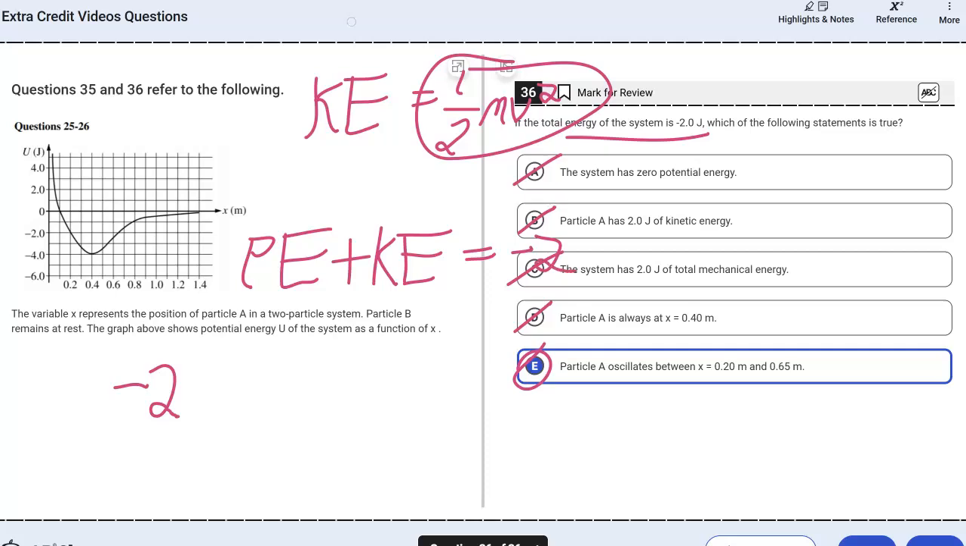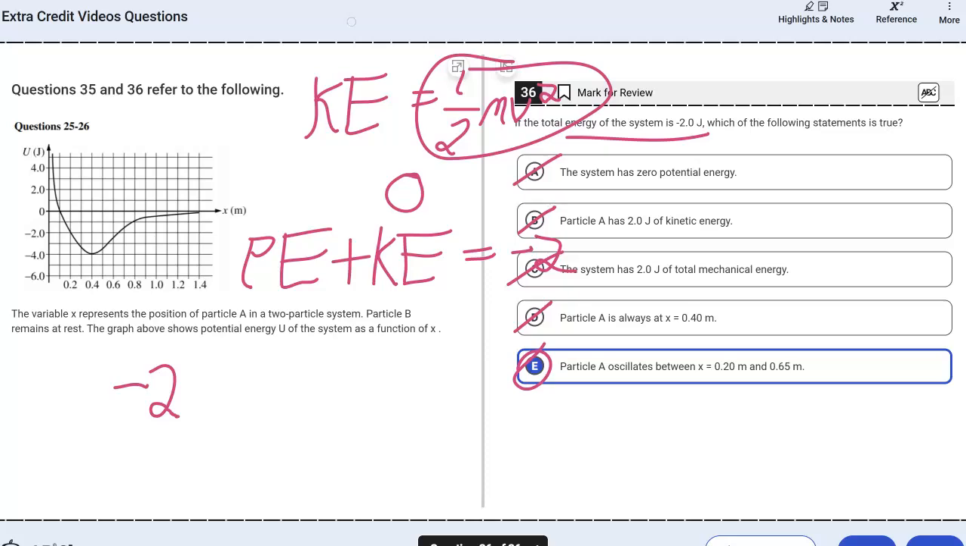Equals -2. And we know from our equation, since it's v squared and mass can't be negative, that kinetic energy, the smallest it can be is 0. It can never be negative. So the smallest kinetic energy can be is 0. Or it could be larger.